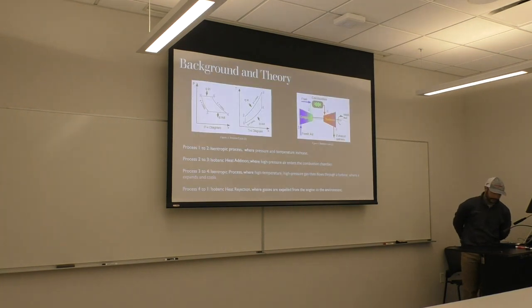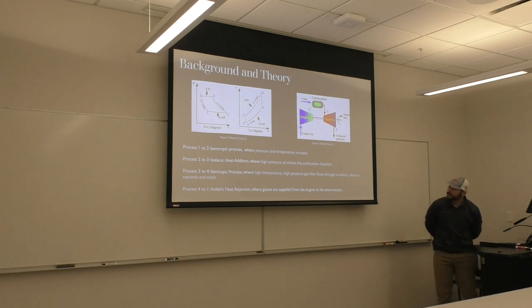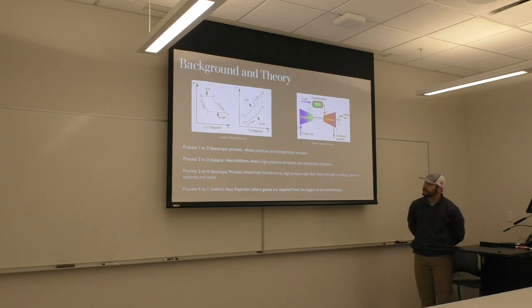For background and theory, you can see there's a diagram where it shows the isentropic process where the pressure and temperature increase from 1 to 2, and from 2 to 3 is where high pressure air enters the combustion chamber. And then from 3 to 4 is where high pressure and high temperature gas flows through the turbine and expands and cools. And then from 4 to 1 is where heat is rejected and gases are expelled into the environment.